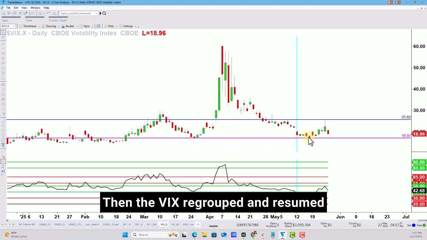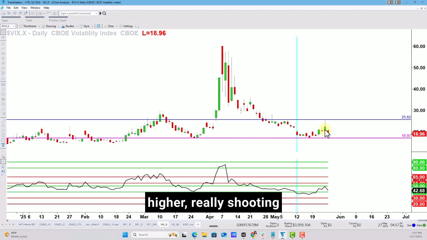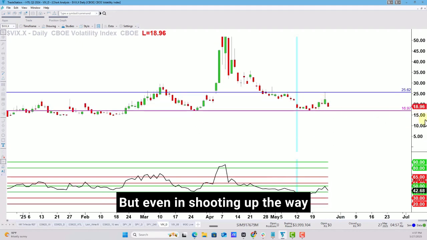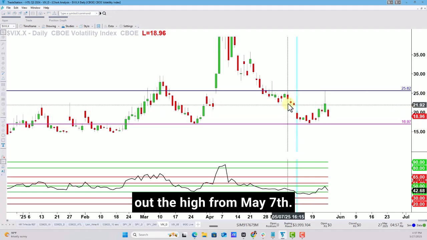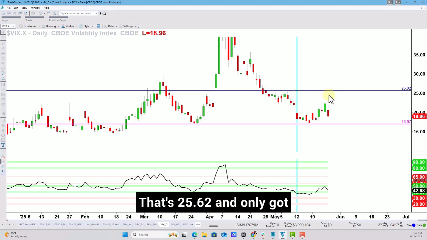Then the VIX regrouped and resumed higher, really shooting up this past Friday, May 23rd. But even in shooting up the way that it did, it didn't take out the high from May 7th. Right? That's 2562, and it only got to 2553 before it started backing off again. Now what I really want to look at is the intraday chart.